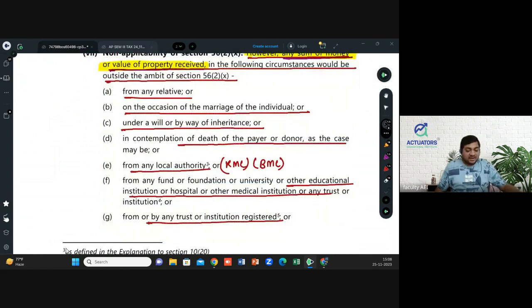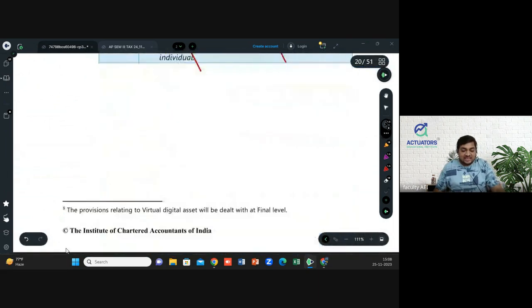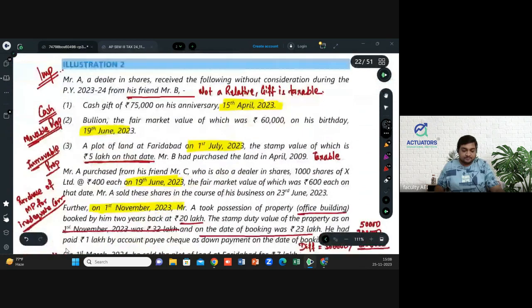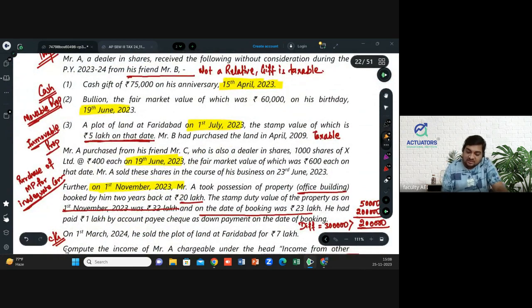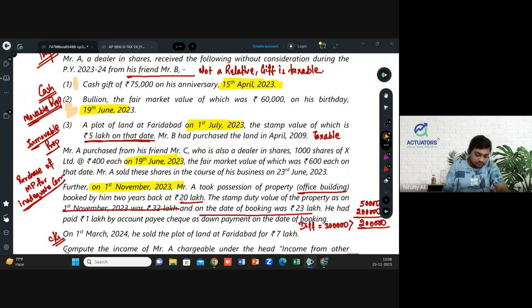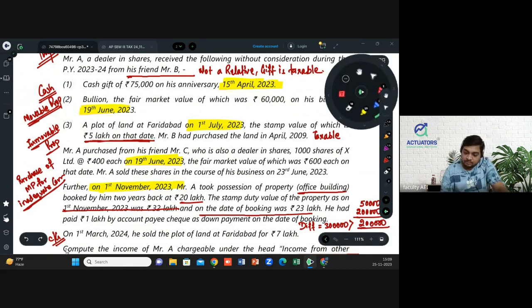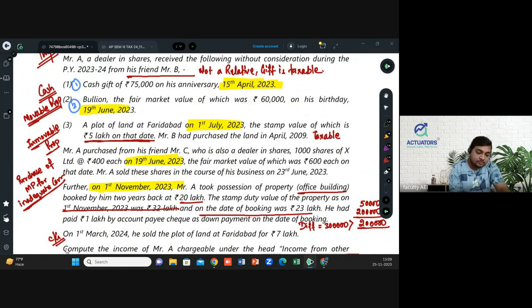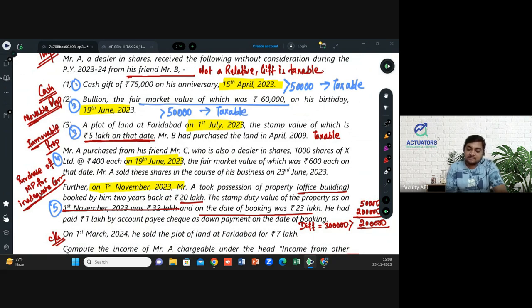In our question, we can clearly see that 5 assets we have received as gift. If you carefully see, this is 1, this is 2, three, four, five. So cash gift we have only 1. So this aggregate is exceeding 50. So this is taxable. Aggregate of fair market value is exceeding 50. This is taxable. This I have already told you it is taxable.